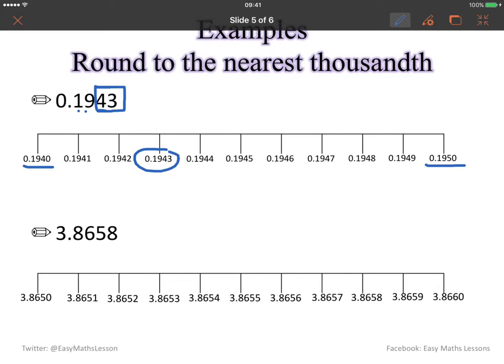So 0.1943 is here. And I can see that it is much closer to 0.194 than it is to 0.195, and therefore approximately equal to 0.194. There we go.